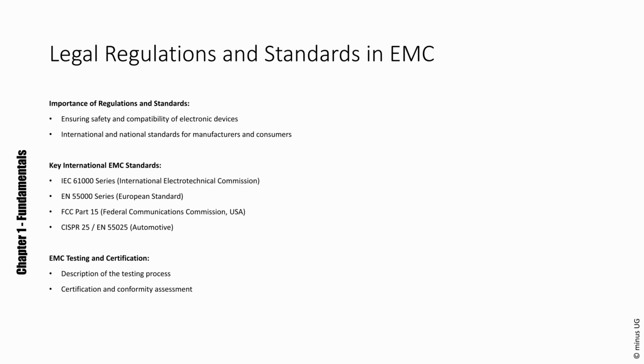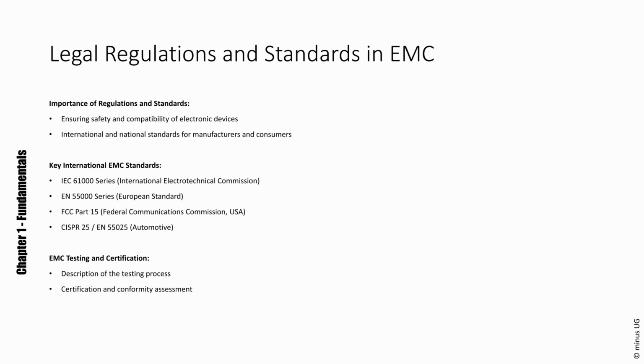EMC testing and certification. The process of EMC testing and certification involves a series of evaluations conducted to ensure that a product meets the relevant EMC standards. During this process, products undergo various tests to measure their electromagnetic emissions and immunity levels. Emission tests determine the amount of electromagnetic energy a device emits, while immunity tests assess how well the device can operate when exposed to external electromagnetic disturbances.